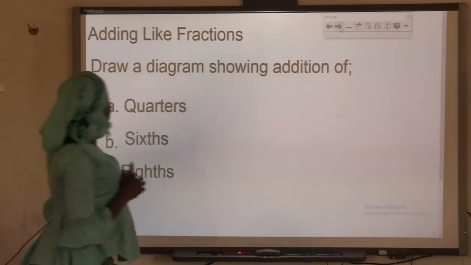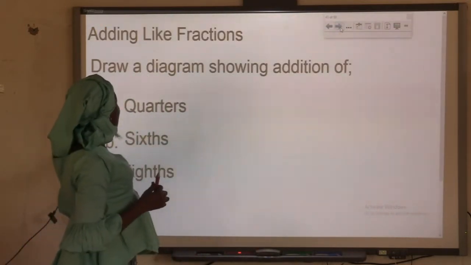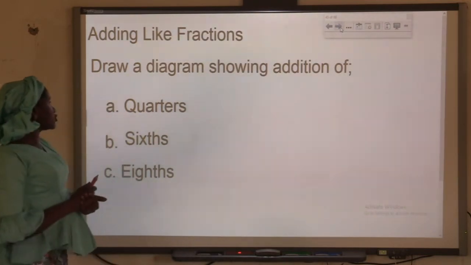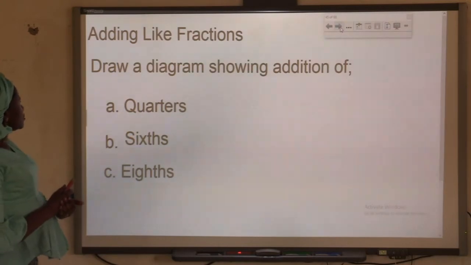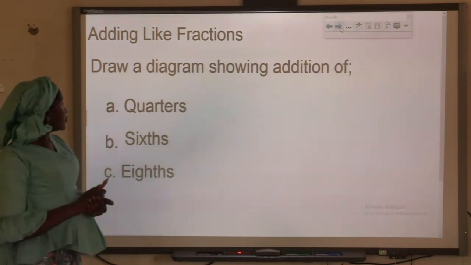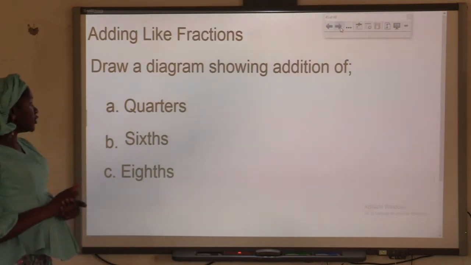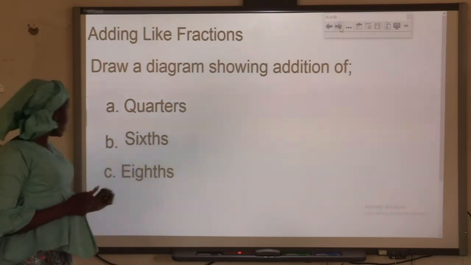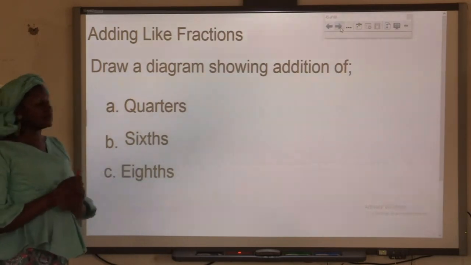Let's move to another slide. That is adding like fractions. It says, draw a diagram showing addition of A, quarters, B, sixths, C, eighths.